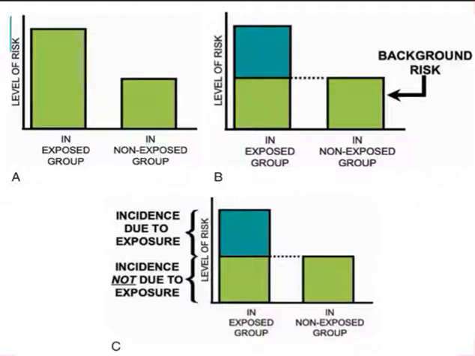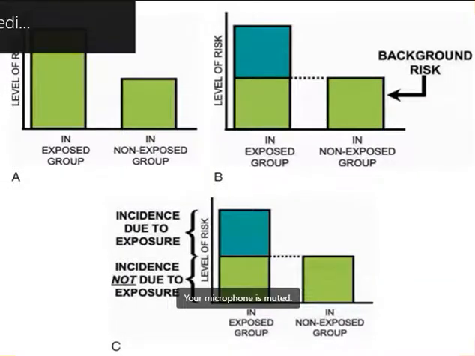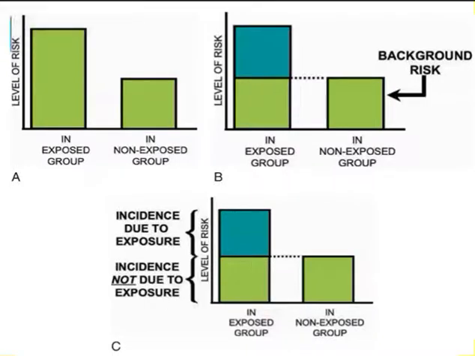So even if you're exposed, there is a certain amount of risk. Even if you're not exposed, there is a background amount of risk. So how do we know what is the excess amount of risk? You subtract this background risk. Can you see here in graph B? When you subtract the background risk from the exposed group, then you will find that there is an extra amount of risk, which we can say is because of the particular exposure.